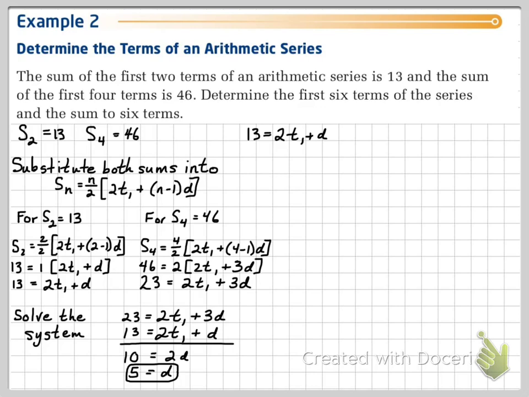Now that I know that, I can say that 13 is equal to 2 times term 1 plus the common difference. Now that we know the common difference, it's going to be 2 times term 1 plus 5. Subtract 5 from both sides. Divide both sides by 2. And you're going to find that T1 is equal to 4.